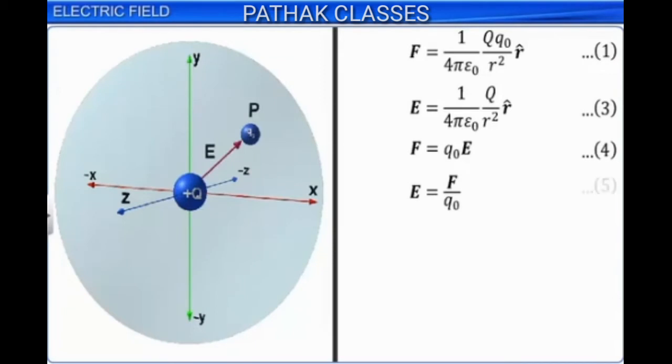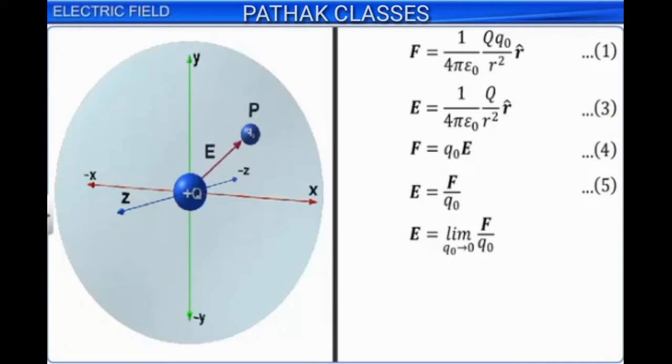The above equation is valid as long as the test charge q0 is very small and its own electric field is negligible. Hence, at point P, we write the electric field strength E as F by q0, limit q0 tending to 0.